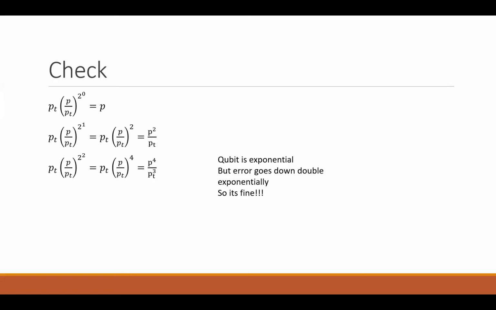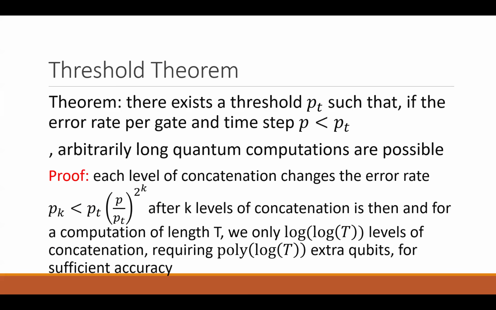You can just keep going, but the idea is that this is the result. You need to do a computation, but the error basically goes as p divided by p_t to the 2 to the k, because you replace p with p over p_t. So if you do k layers, you get 2 to the k. If p is less than p_t, then this term is basically a double exponential. This is exponential.